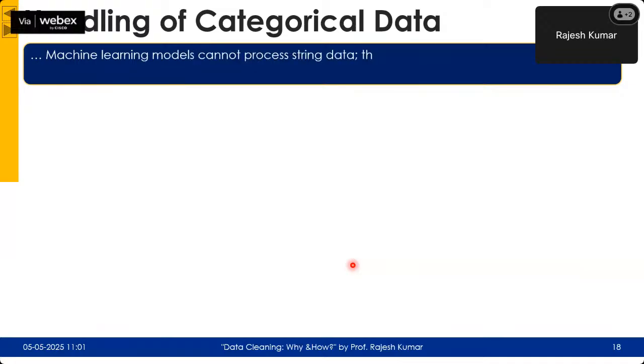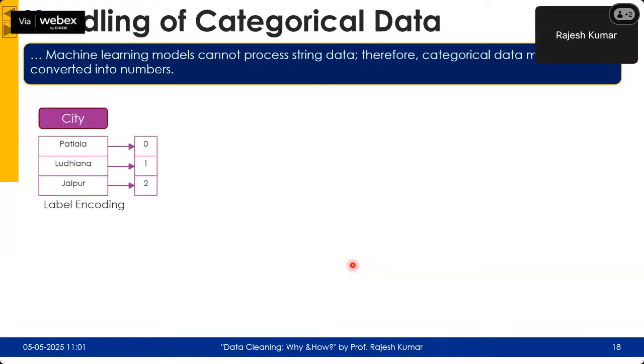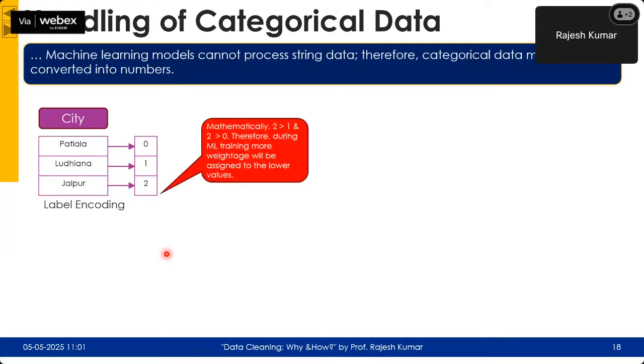If your data is categorical, because it's not always numbers, then we have to convert it into numbers, like cities: Patiala, Ludhiana and Jaipur. One way is to do labeling, so label encoding. But if you do it like this, then there is a problem. This is one way people do it.